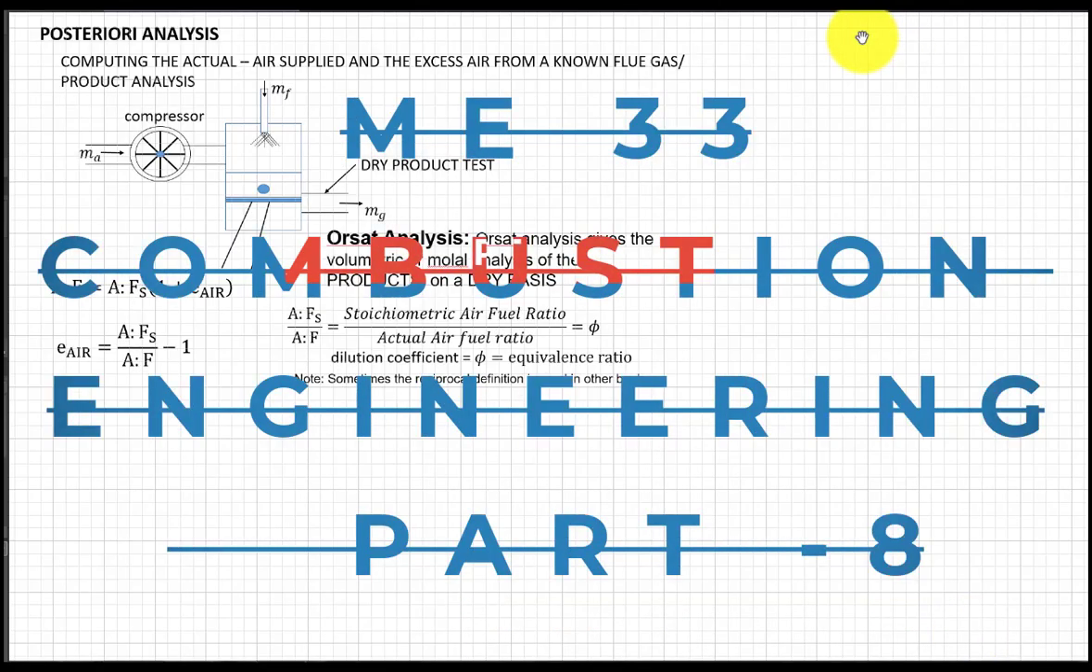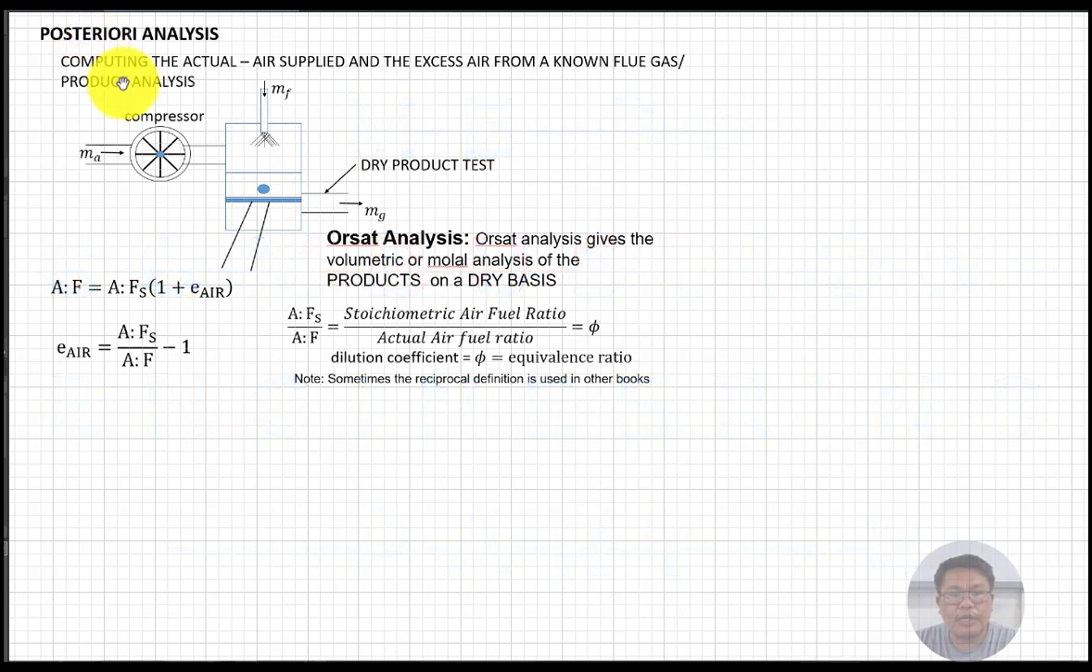So we go to posteriori analysis. That is by means of computing the actual air supply and the excess air from unknown flue gas produced during the product combustion.